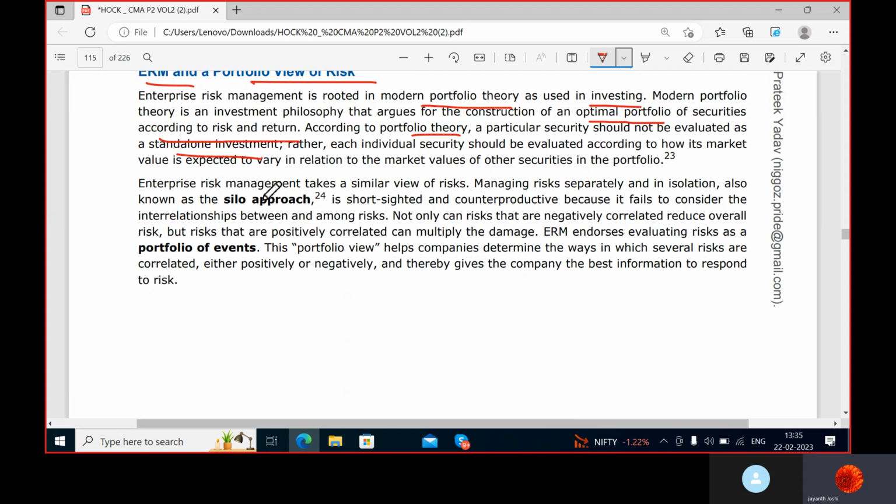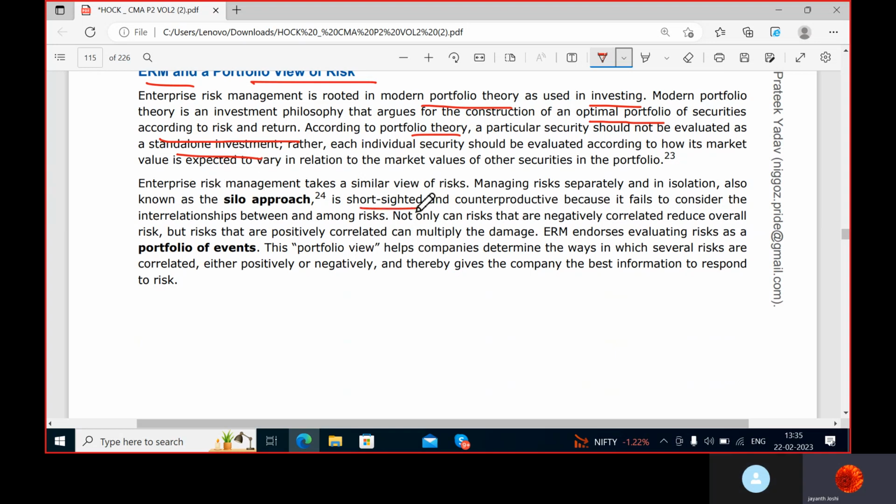Now, ERM takes a similar view of risks, managing risks separately and in isolation, also known as the silo approach. If you take each and every risk separately, you are not seeing the correlation between two risks. If a bank does not properly check the creditworthiness or credit ratings of a particular customer, he may default. So this can lead to that. There is an interrelationship, but you should also study these two risks in isolation at times, correct? So managing risk separately and in isolation, also known as the silo approach, is short-sighted.